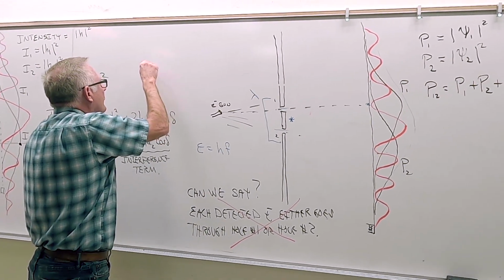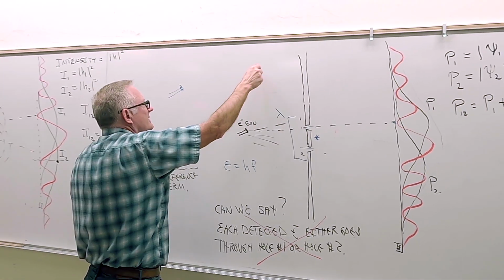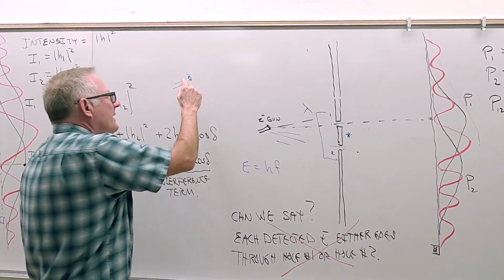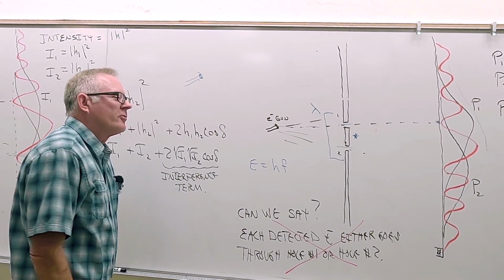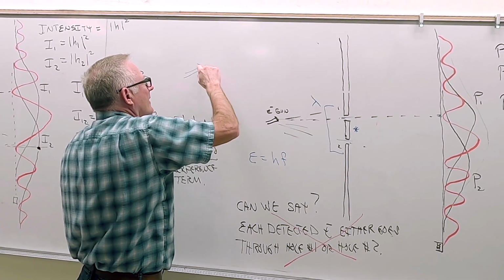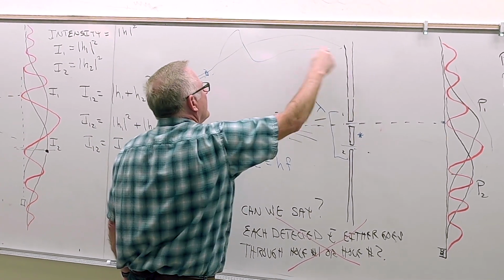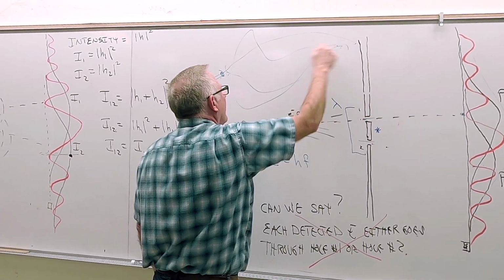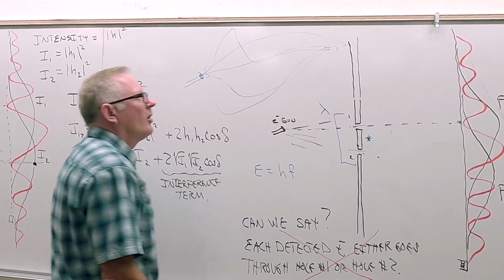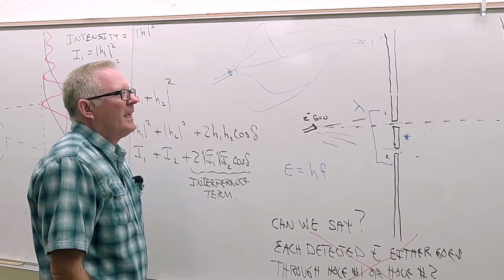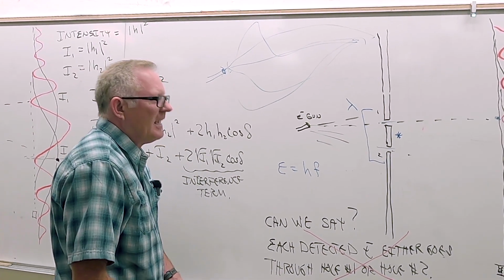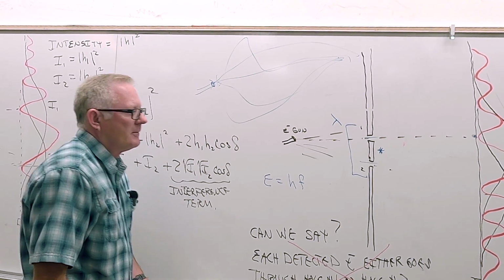So I just have the gun here, and I detected it there later. How did it get from here to there? It went through every hole. Where are my holes? They're everywhere. So it went this way, that way, this way, that way. You have to assume it goes every possible way it could go to get there. You have to assume those are all possibilities and then add them all up right here.